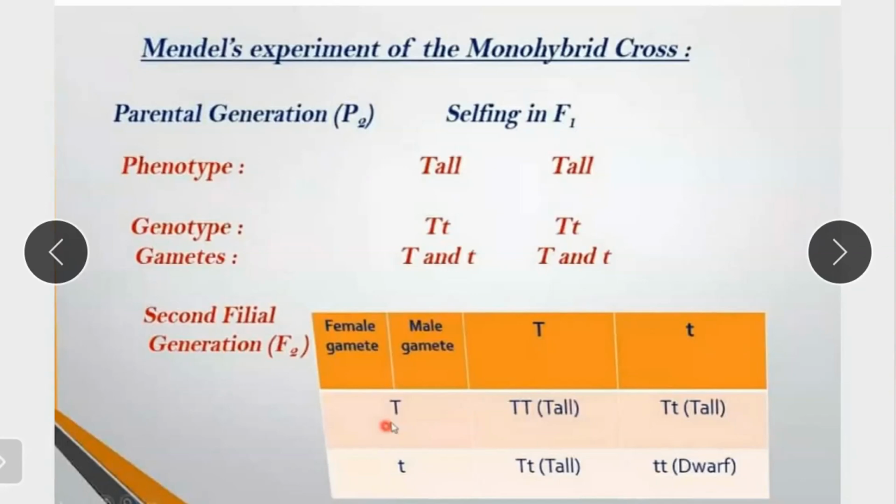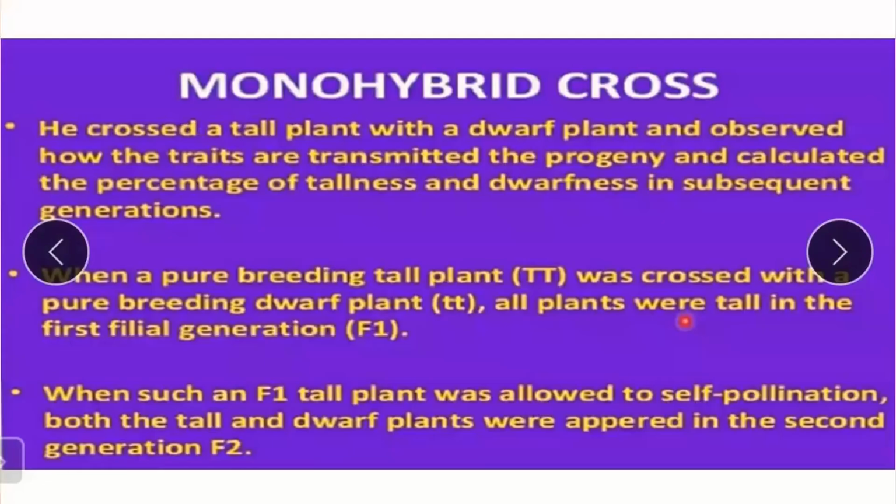Okay? Now, what is monohybrid? We have seen that Mendel crossed a tall plant with a dwarf plant and observed how the traits are transmitted to the progeny, and calculated the percentage of tallness and dwarfness in subsequent generations. When a pure breeding tall plant was crossed with a pure breeding dwarf plant, all plants were tall in the first filial generation. When such an F1 tall plant was allowed to self-pollinate, both tall and dwarf plants appeared in the second generation.